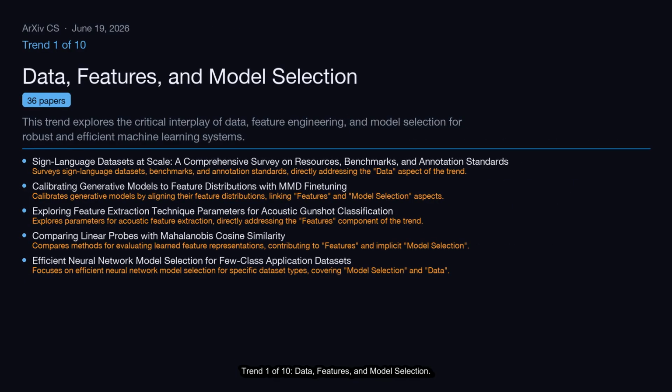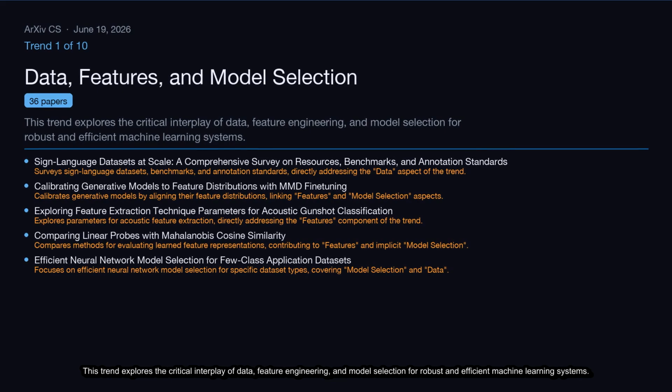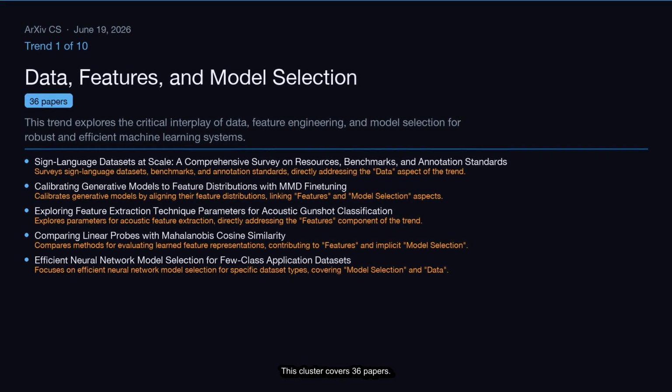Trend 1 of 10. Data, features, and model selection. This trend explores the critical interplay of data, feature engineering, and model selection for robust and efficient machine learning systems. This cluster covers 36 papers.